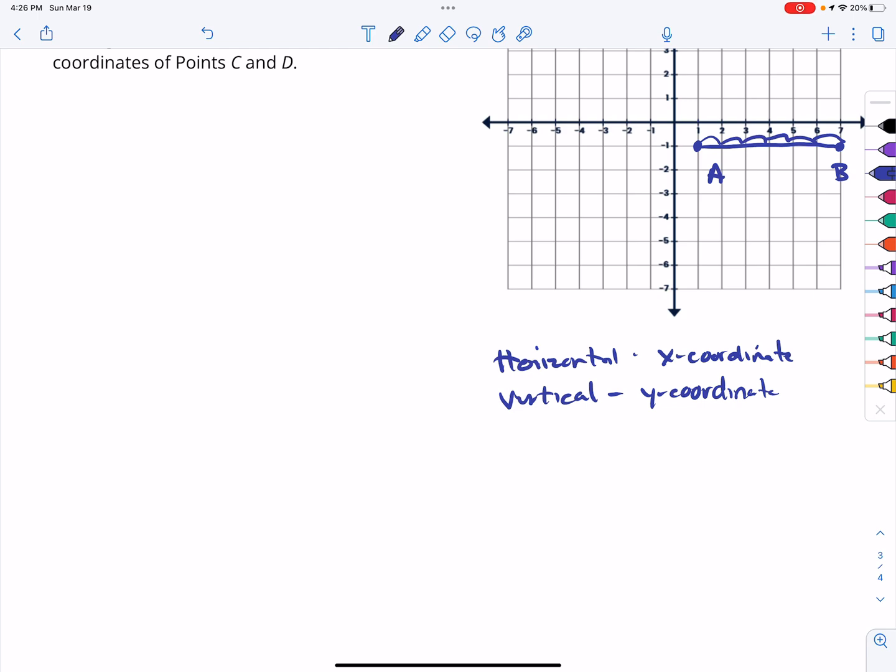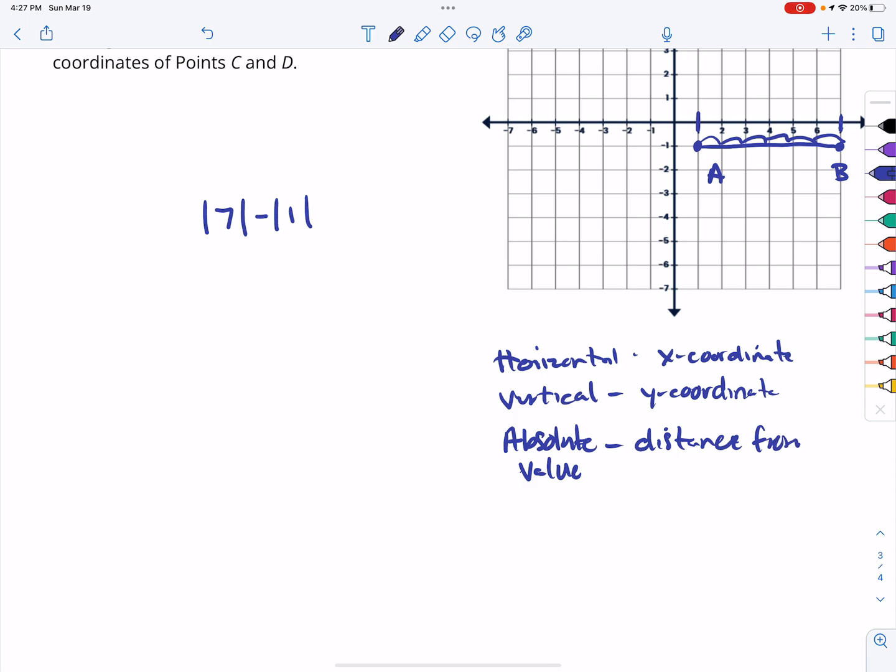Because if we look here, the length of this is really, what is the difference between 1 and 7? And because these could be negative or they could be positive, what we want to look at is the absolute value. So we would do the absolute value of 7 minus the absolute value of 1. The reason why we're using the absolute value is because we want to know the distance from 0. Absolute value is the distance from 0, and this tells us where that point is and then how long that line is going to be.